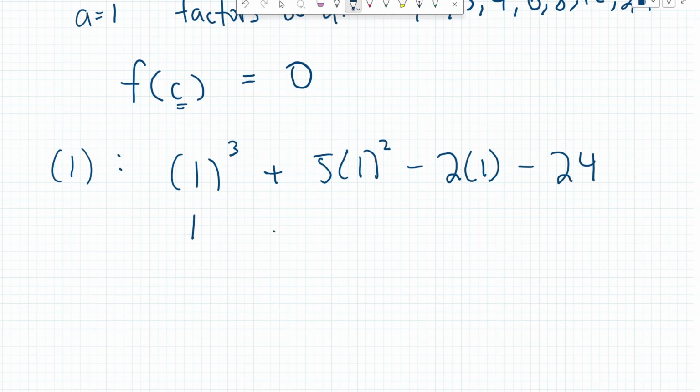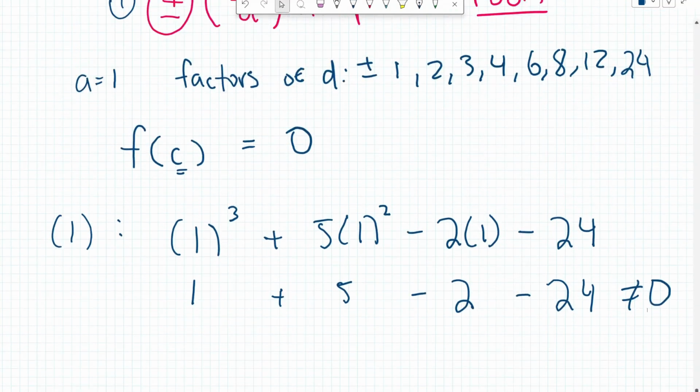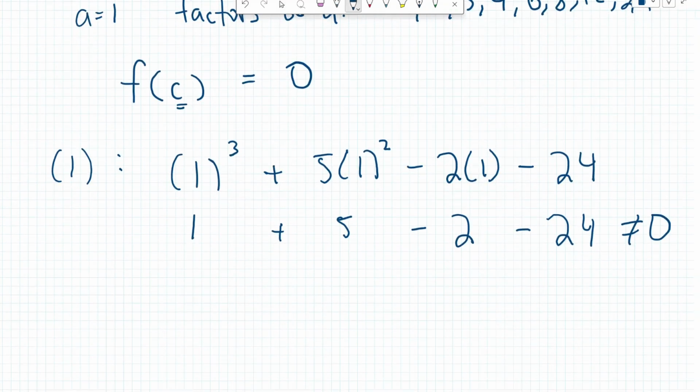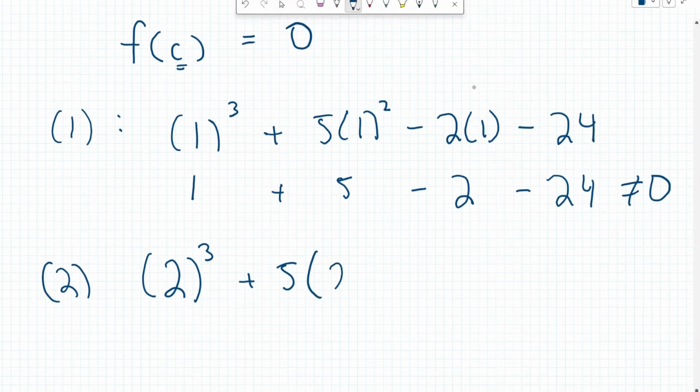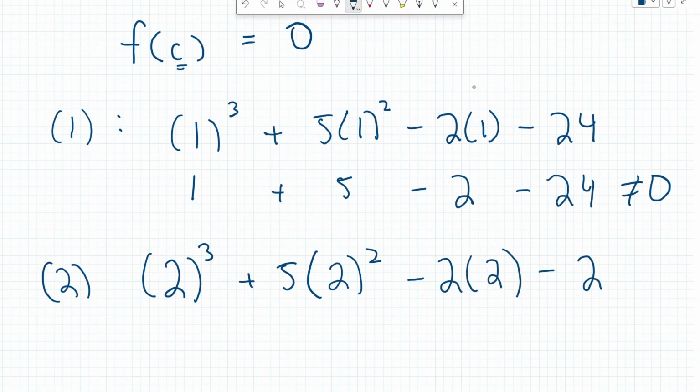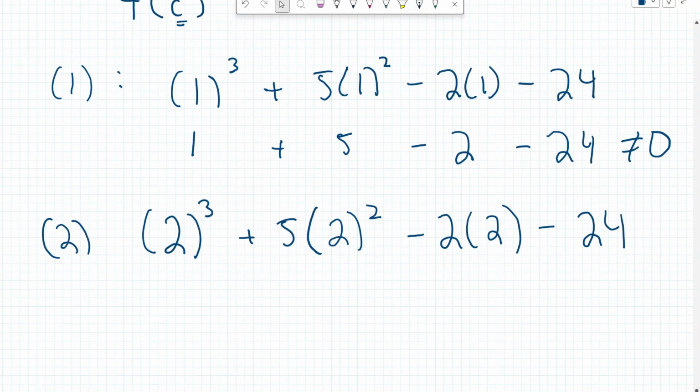So here we've got 1 plus 5 minus 2 minus 24, and we can see that this does not equal 0. If I were to make the 1 negative, I don't think it's going to make much of a difference here. Let's move on to 2. Let's try out 2. So here we're going to have 2 cubed plus 5 times 2 squared minus 2 times 2 minus 24. Let's see what that gives us.